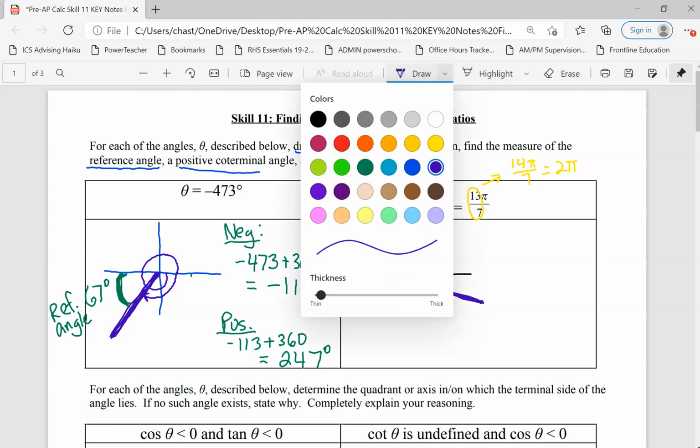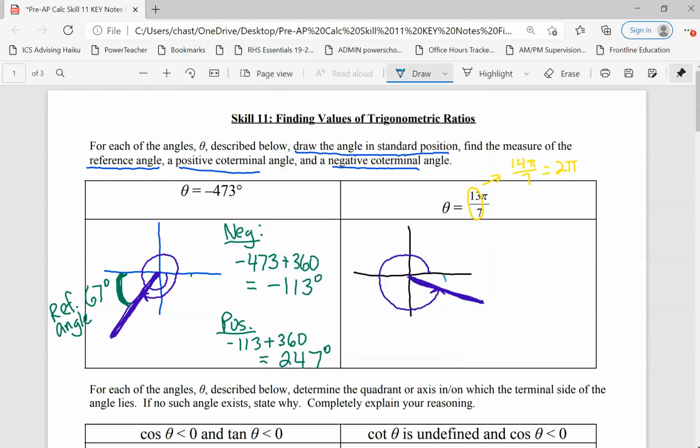My reference angle then is going to be this distance here. Well, remember 13 sevenths. If I take 1/7 more, I get 2 pi. So this reference angle is pi over 7.